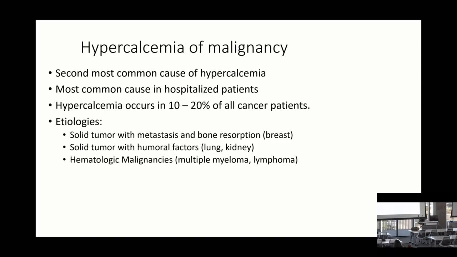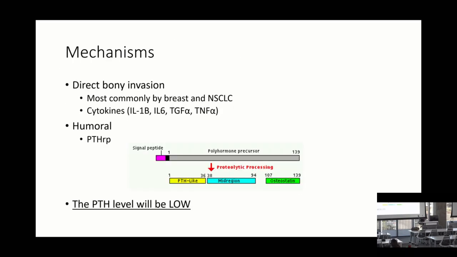So we talked about PTH-RP, which is PTH-related peptide, which is produced by cancer cells. It's not really parathyroid hormone, but it has parathyroid hormone-like action, and that leads to a similar effect as having excess parathyroid hormone. And then you have hematologic malignancies like multiple myeloma and lymphomas that can also lead to hypercalcemia.